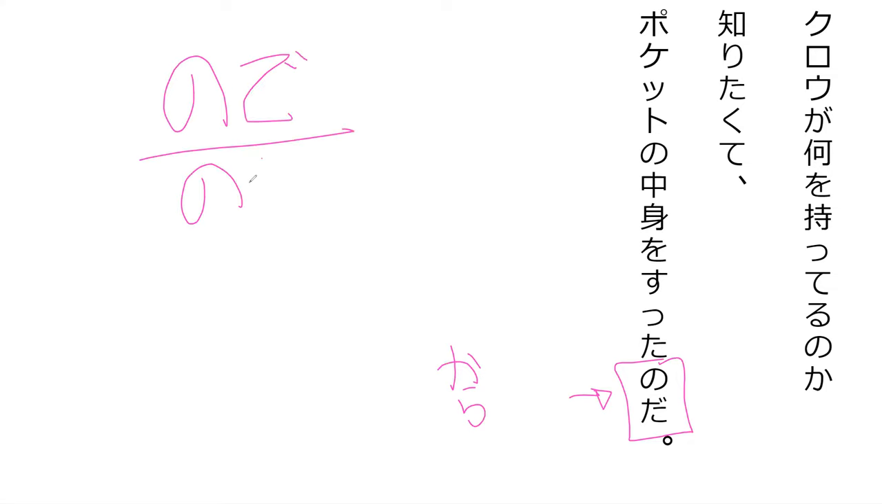Noda. So noda is very similar to kara, or for example node, which we've seen sometimes. Node and noda are basically the same. The difference is one's the end of a sentence and one's a conjunction. It basically means like because, but it's a very weak because. So kara is very aggressive, right? It's literally the word because. Noda just kind of insinuates because.